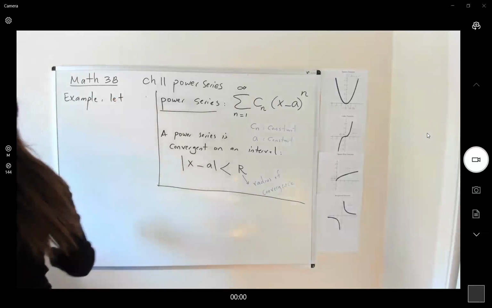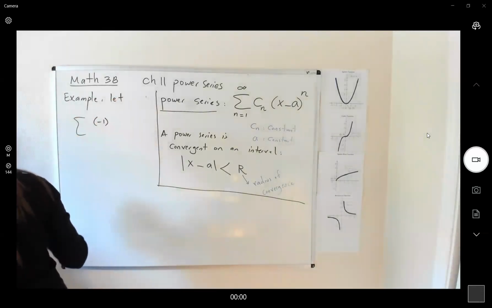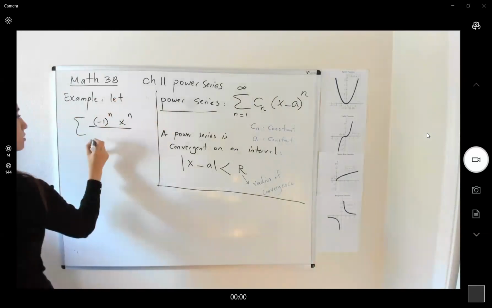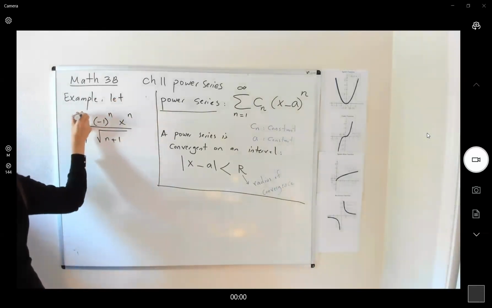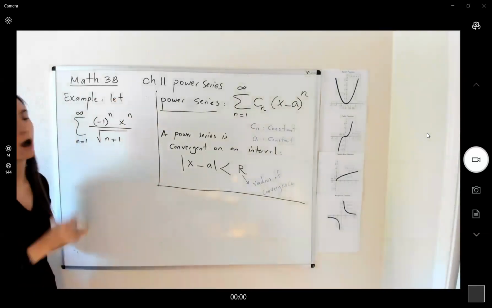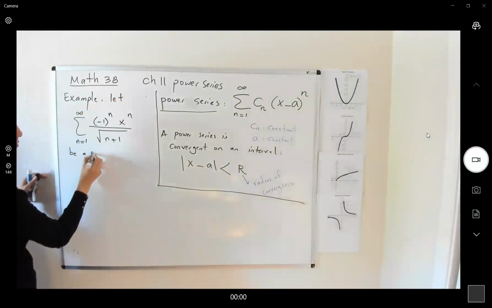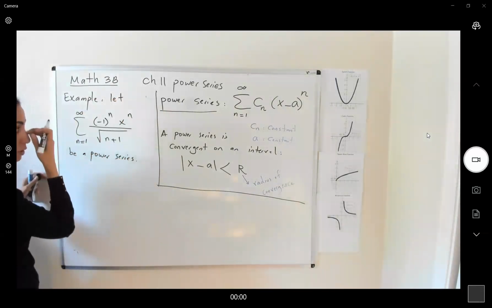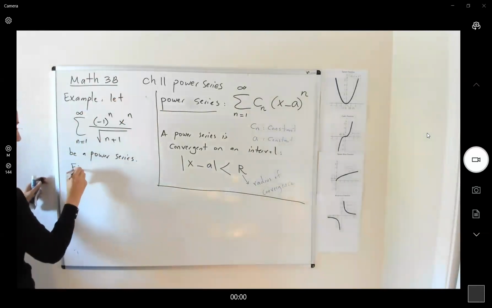Let the sum from n equals 1 to infinity of -1 raised to n, x to n, divided by square root of n plus 1, be a power series. So the question says, find the radius of convergence.